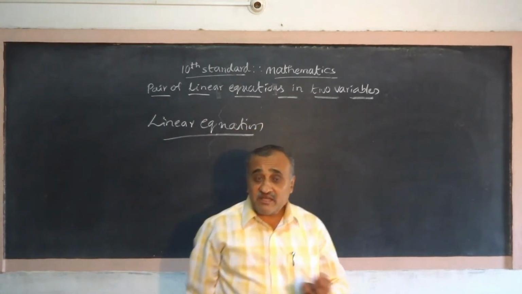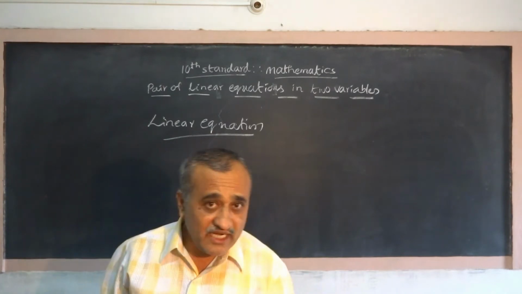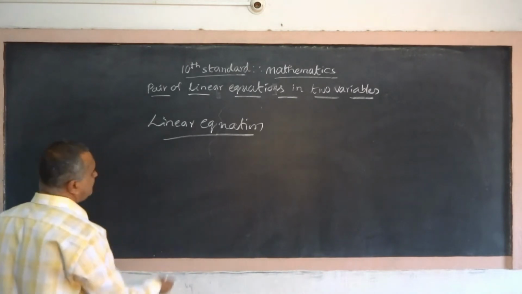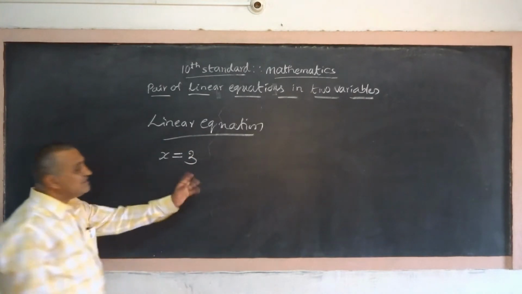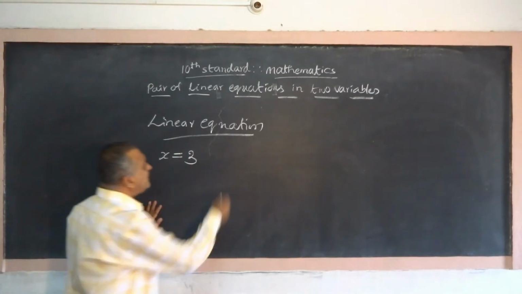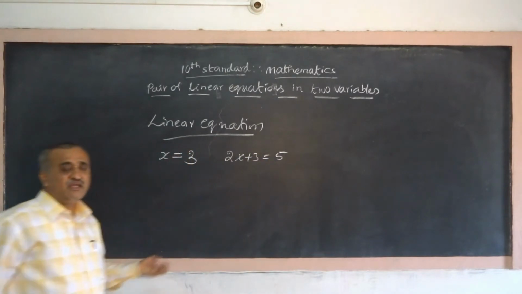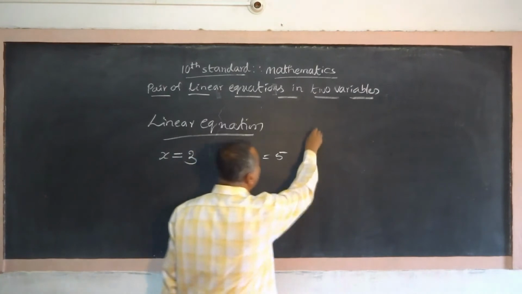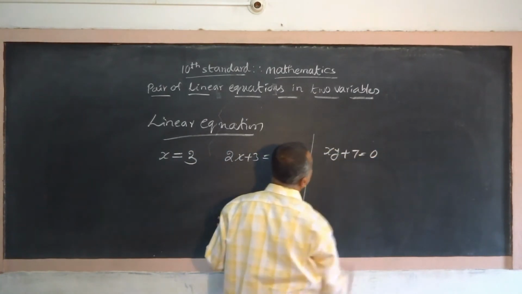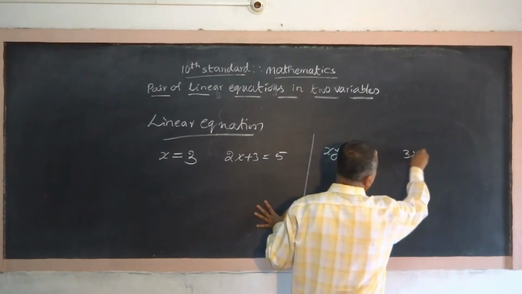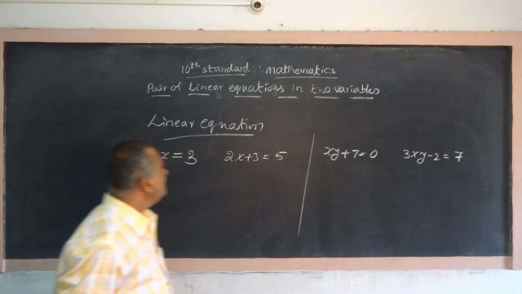We said, what is an equation? If equal is between two expressions, we call it an equation. For example, like this, x equals 3. Now take 2x plus 3 equals 5. Like this. And also we consider something equals 0. 3xy minus 2 equals 7. Consider this.